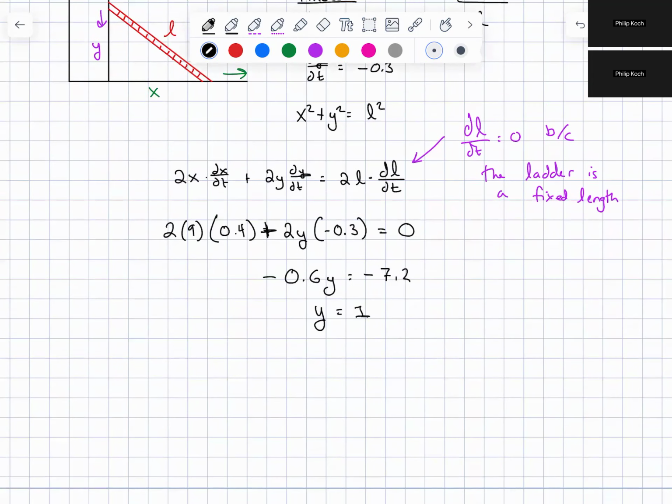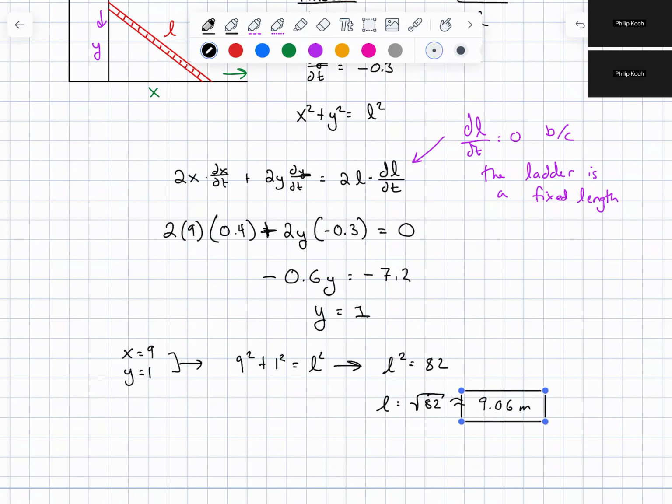So now I know what y is. x equals 9, y equals 1. Putting this together, I got 9 squared plus 1 squared is equal to L squared. That gives me that L squared is equal to 81 plus 1, which is 82. So L is equal to the square root of 82, which is approximately 9.05, near 9.06 meters. Is that the right answer?